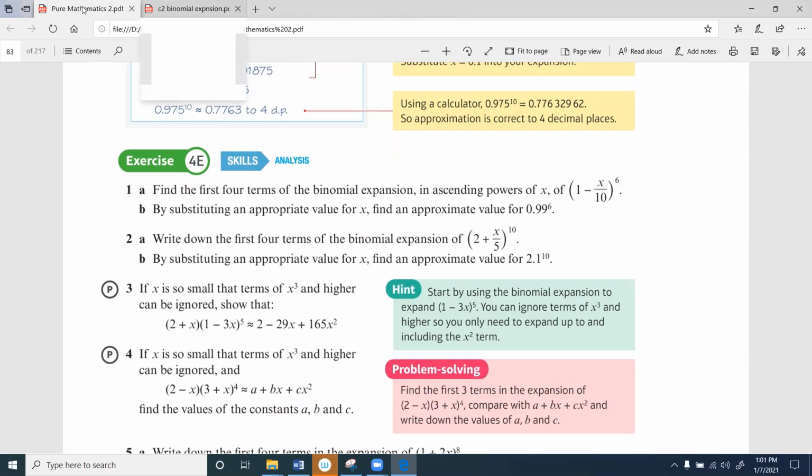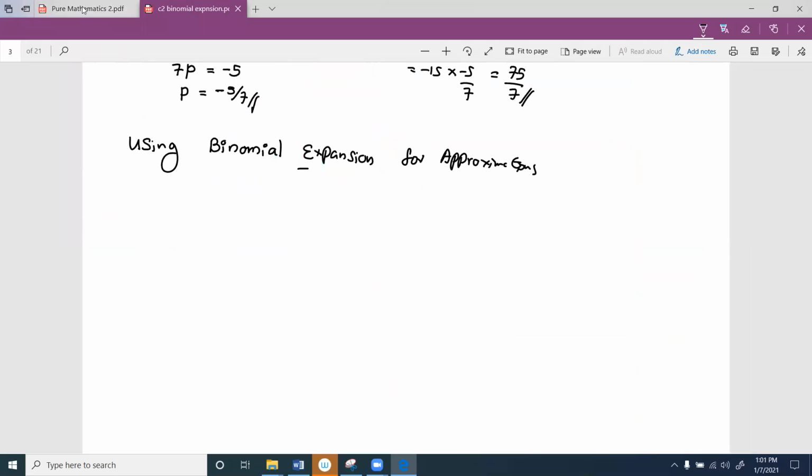First four terms of (1 minus x over 10) to the power 6. We need to find the first four terms. Then you can say this is 6C0, 6C1, 6C2, and 6C3. Then in ascending power of x, therefore the other power should be descending: 1 to the power 6, 1 to the power 5, 1 to the power 4, 1 to the power 3.